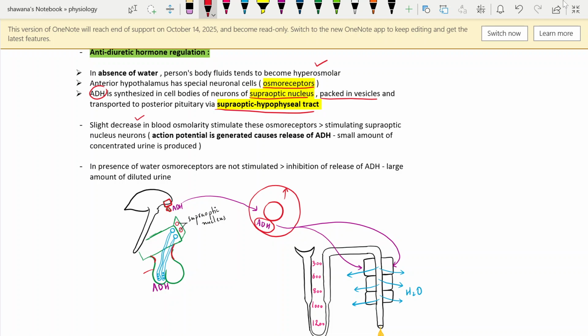Okay, and when there is plenty of water, the osmoreceptors are not stimulated, and we do not need ADH. There will be an inhibitory effect on ADH. Okay, there will be no ADH secretion, and the person will automatically pass a large amount of diluted urine.